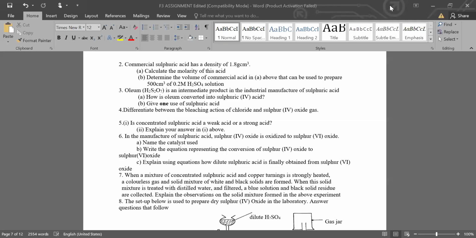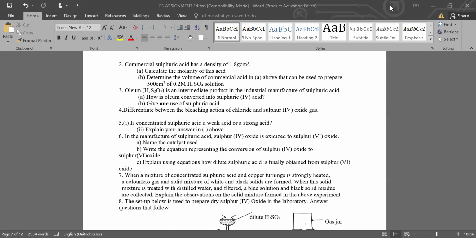The last question, write an equation representing the conversion of sulfur 4 oxide to sulfur 6 oxide. Definitely that one will be SO2 plus O2 to get SO3. And then we balance the equation by putting a 2 in front of SO2 and a 2 in front of SO3. So that we have on the reactant side 2 sulfur, on the product side 2 sulfur. On the reactant side 6 oxygen, on the product side 6 oxygen. So that one is balanced.